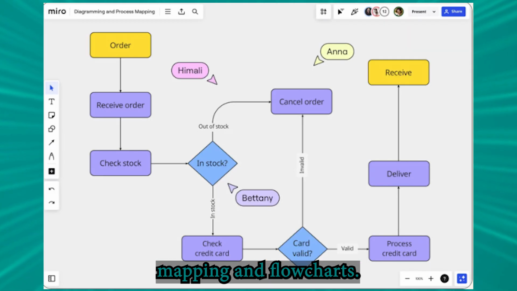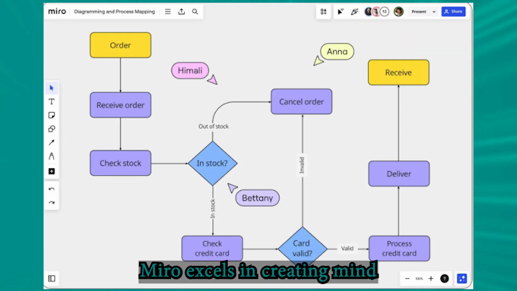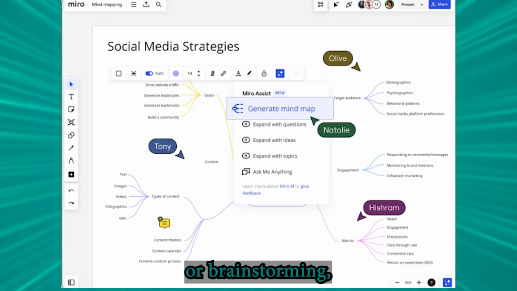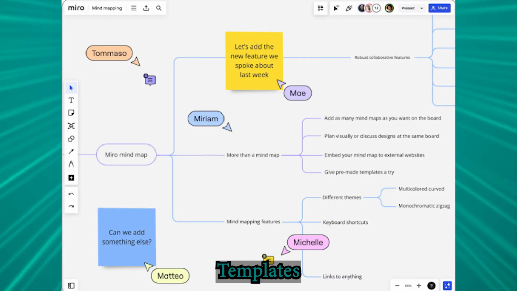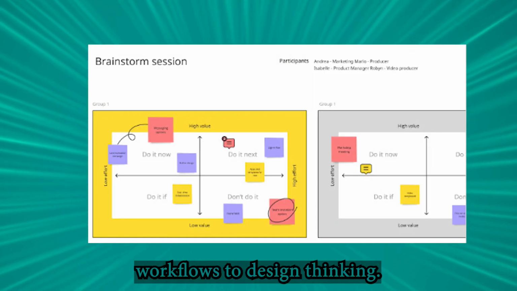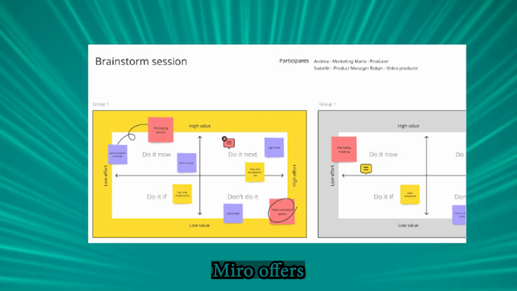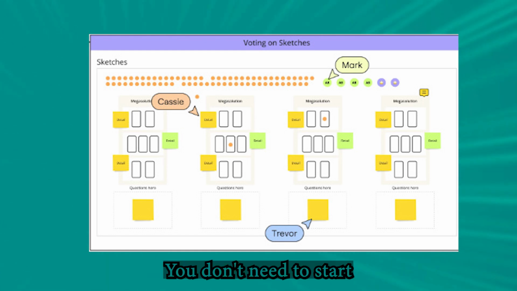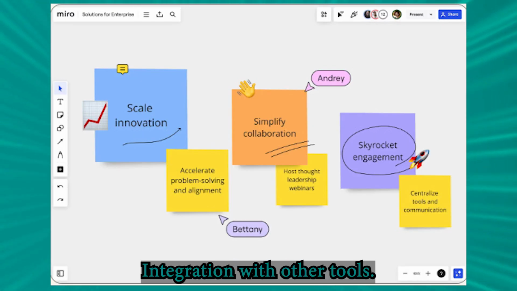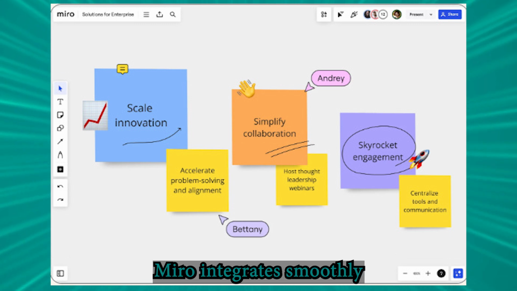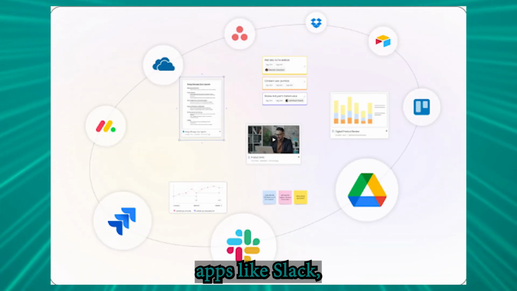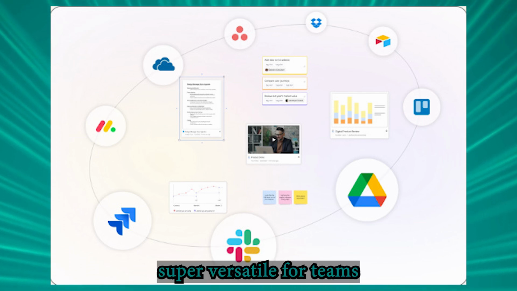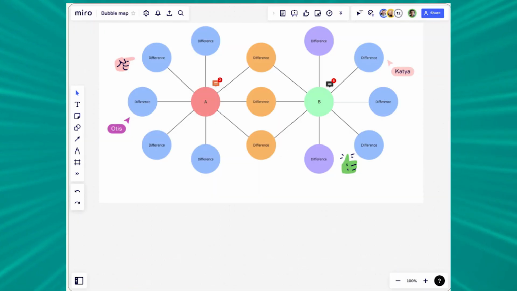Mind mapping and flowcharts. Miro excels in creating mind maps, flowcharts, and organizational diagrams. If you're planning a big project or brainstorming, it's got tools for everything. Templates. For every need, from agile workflows to design thinking, Miro offers a wide range of templates that make project management and collaboration so much easier. You don't need to start from scratch. Integration with other tools. Miro integrates smoothly with other productivity apps like Slack, Google Workspace, Trello, and more, making it super versatile for teams already using multiple platforms.